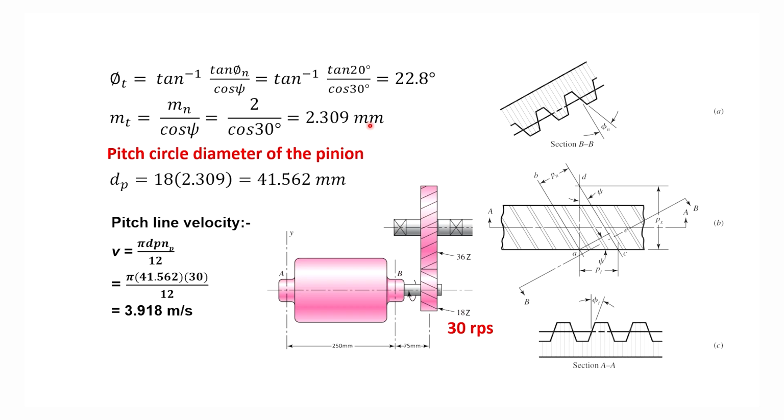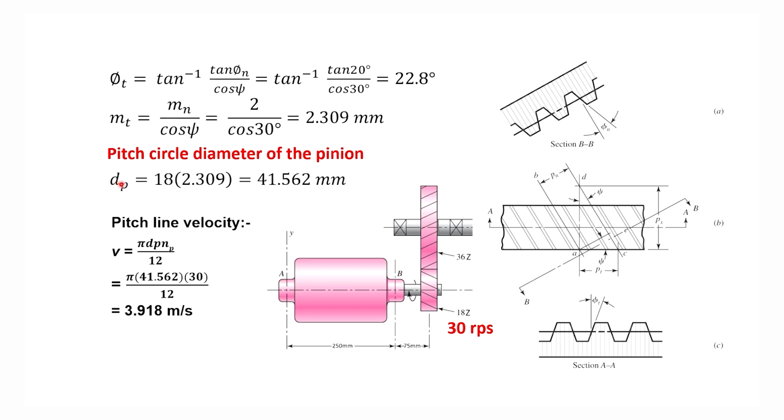Now, pitch circle diameter of the helical gears are determined with the help of this tangential module, not with the help of the normal module. So, with the help of this tangential module, we can find the pitch circle diameter of the pinion, which is number of teeth multiplied by the transverse module MT, and it comes as 41.562 mm.